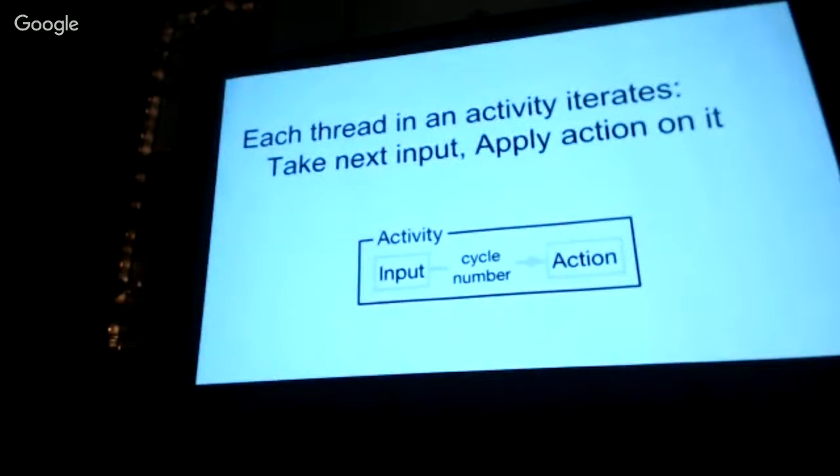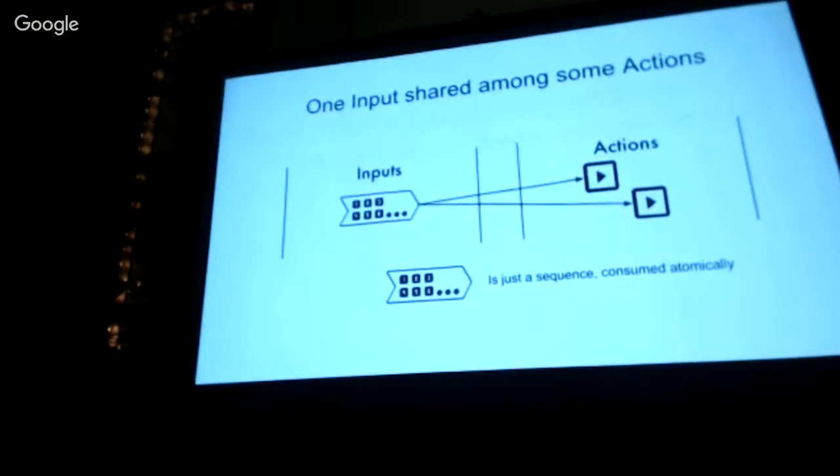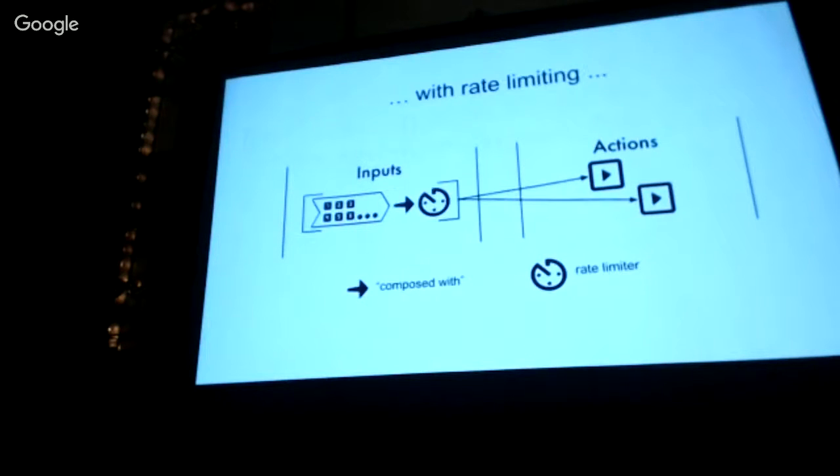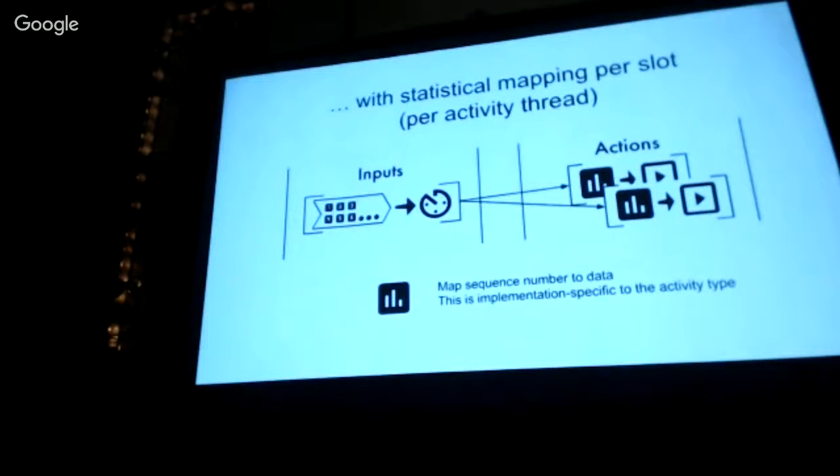So this tells you how the internal loops work. It's pseudo-functional. It's friendly to a few functional ideas, but it's not strictly functional. Essentially, each thread in an activity takes an input and applies an action to it. This is a visual representation of that. On the left, we have essentially an atomically accessed sequence. On the right, that's my symbol for actions. This shows what it looks like if you compose a rate limiter into the atomic sequence, which can be used for target rates, etc. This shows what you can do if you need to put in some type of mapping from the sequence to a data set. That's where you put your generator logic.